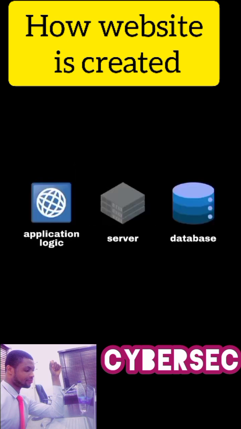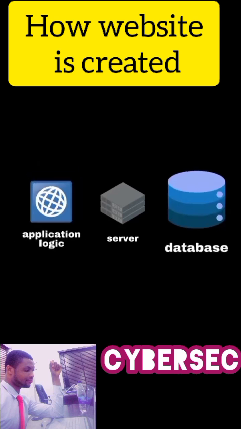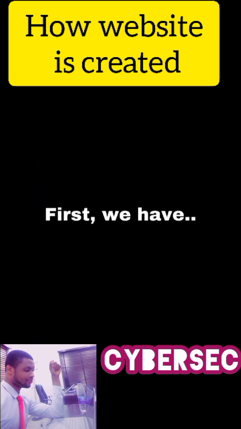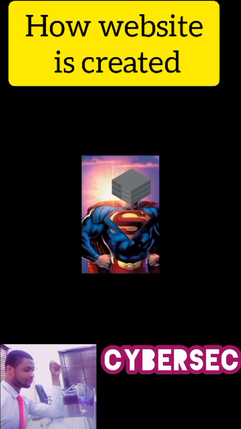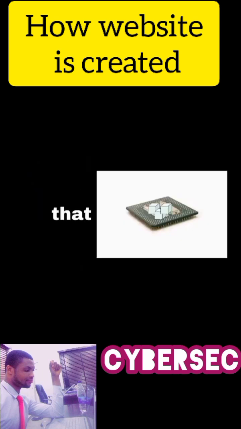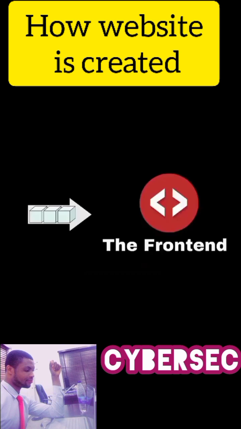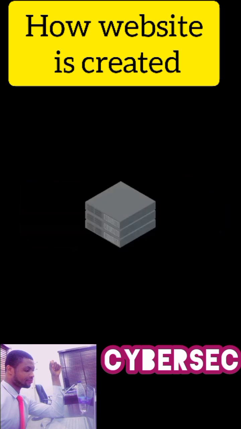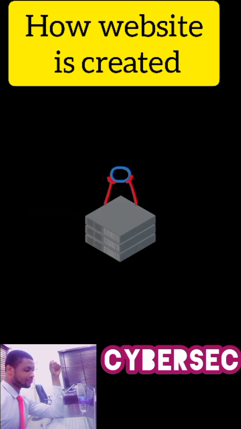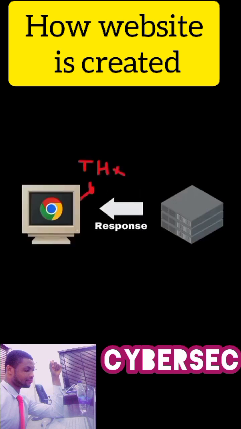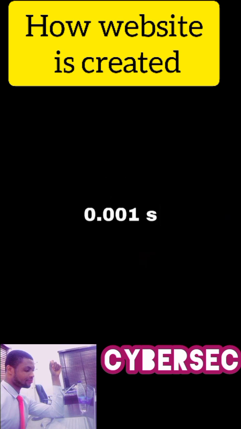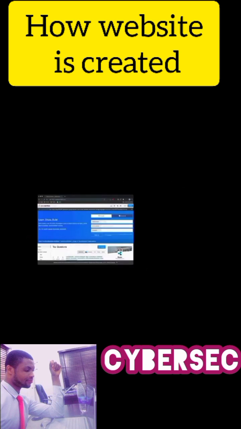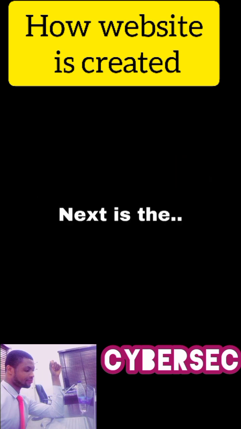So the back end consists of three main things: the server, the application logic, and the database. First, we have the server. Think of the server as a supercomputer that stores, processes, and sends data to the front end. When you visit a website, your browser sends a request to the server. The server then processes that request, retrieves the necessary information, and sends it back to your browser to display. This all happens in a matter of milliseconds. Without a server, there will be no way to access or deliver the content you see on a website.